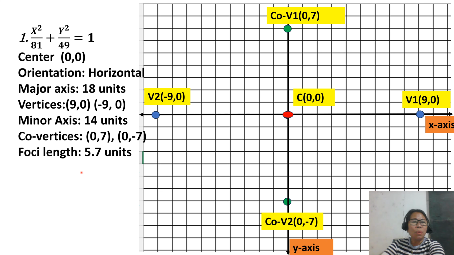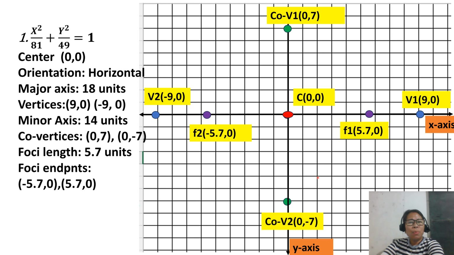The next one is to determine the foci length. The foci length will be from the difference of the bigger denominator minus the smaller. So 81 minus 49, the difference will be extracted to its square root, then the result will be 5.7. And where should the foci lie? The foci lie on the major axis. So our major axis is the x-axis itself. From the center, we need to count 1, 2, 3, 4, 5.7. Thus, we have (-5.7, 0), and the other focus is (5.7, 0).